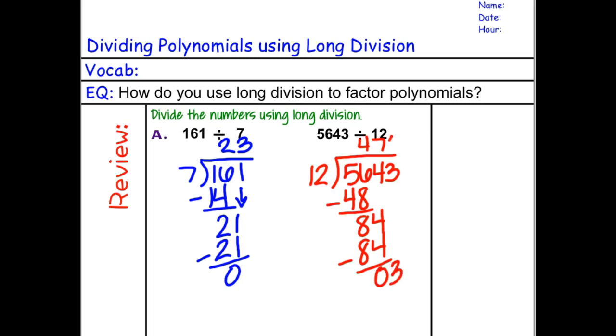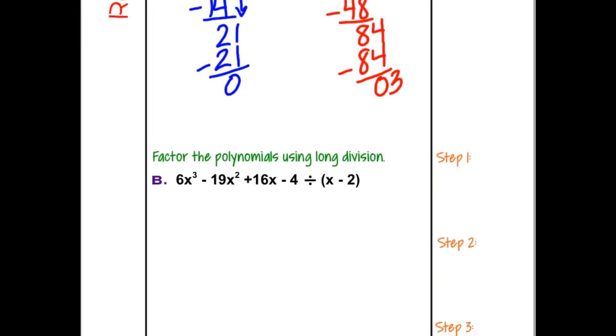12 can't go into 3, so we put in a 0. And so that means normally when you were younger you'd put remainder 3. Really this means that we have 3 out of 12 left over, which would simplify to 470 and 1/4. So now that we see that, let's do a few examples.